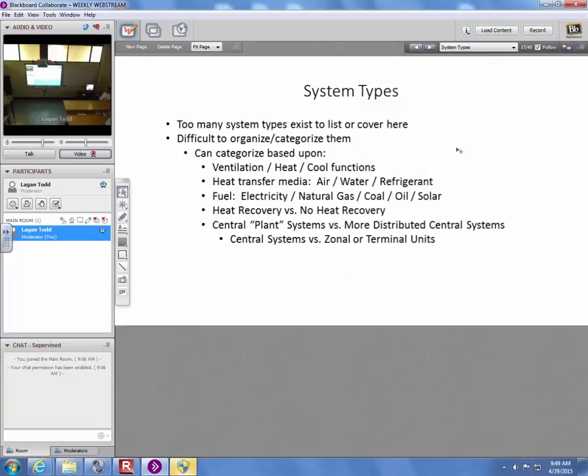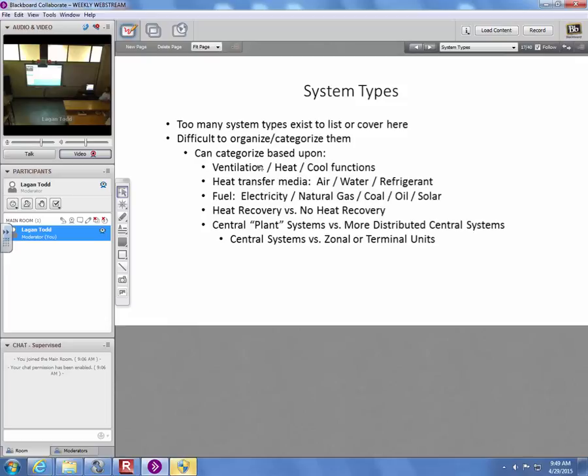Okay. So as I said in my intro here, there are just so many different HVAC systems out there. You can't possibly list them all or cover them all here, so we're just going to focus on a few. It's also difficult to organize or categorize them. There are a lot of options. You can categorize them based on whether they provide ventilation, heating, or cooling. You could categorize them within any of these categories based on what kind of heat transfer media.